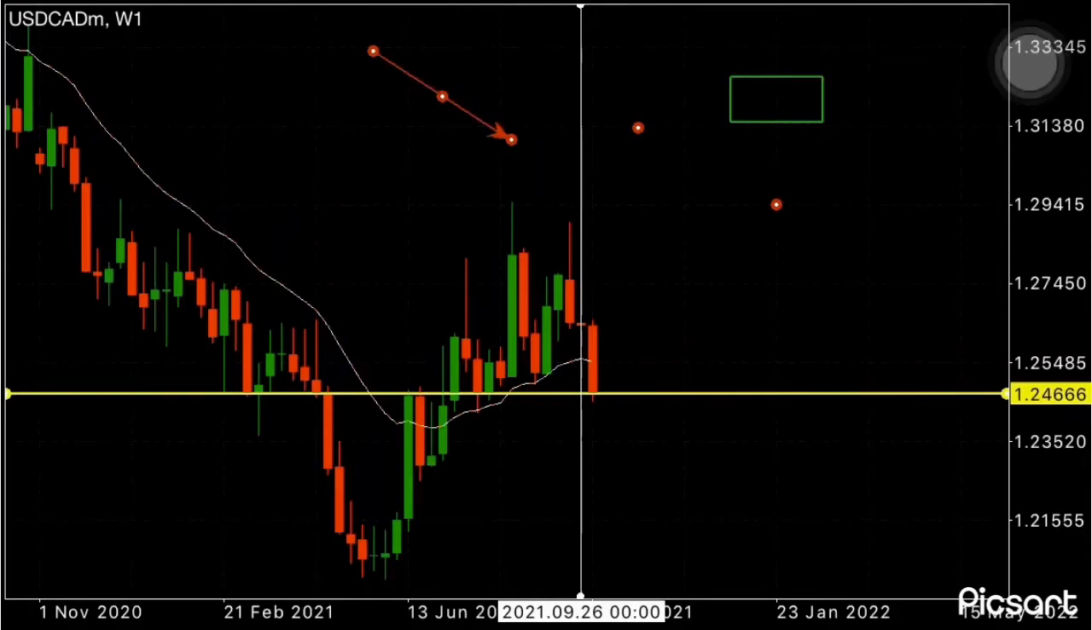Today we'll be looking at the USD/CAD and want to share with you our analysis and our trade thoughts for the USD/CAD pair. The USD/CAD being the United States dollar against the Canadian dollar. So we're on the weekly chart here.